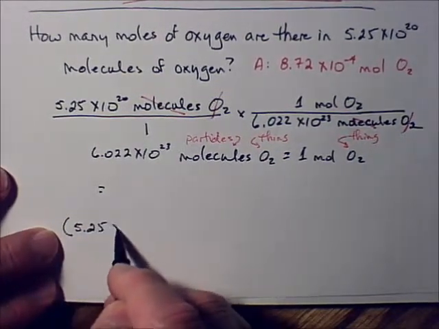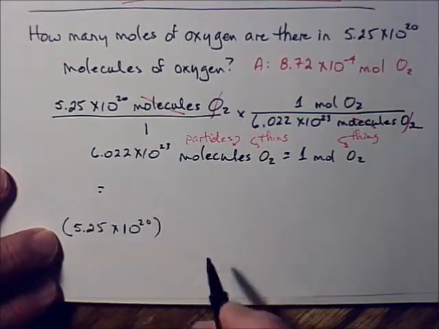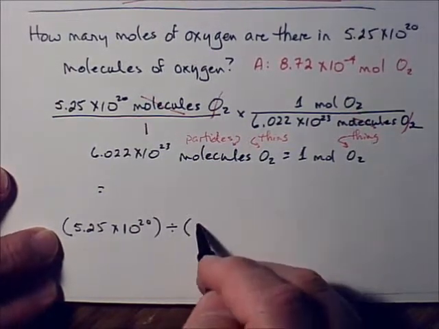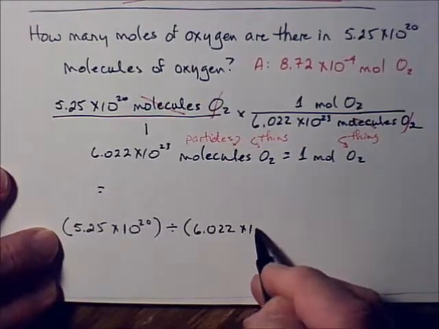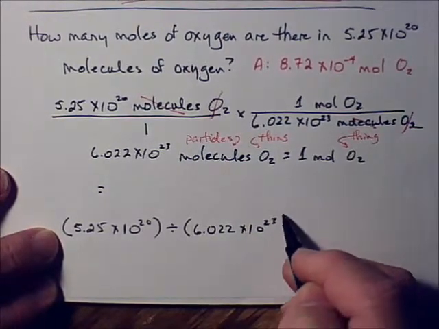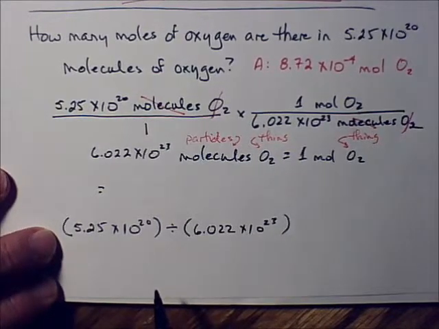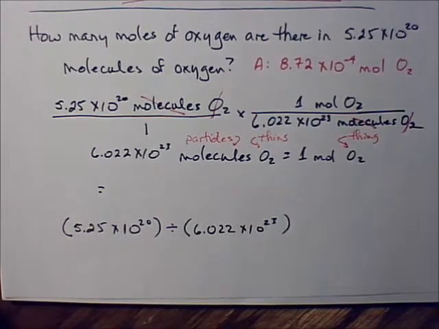Parentheses, 5.25 times 10 to the 20th, close parentheses, divided by parentheses, 6.022 times 10 to the 23rd, close parentheses. Now, if you happen to have a really inexpensive calculator and you don't have parentheses, we got trouble. Now that's not to say it can't be done. It can be done, but it's a little more complex. When I was in high school, we didn't have calculators that would do that. We had to learn how to do it without the parentheses.